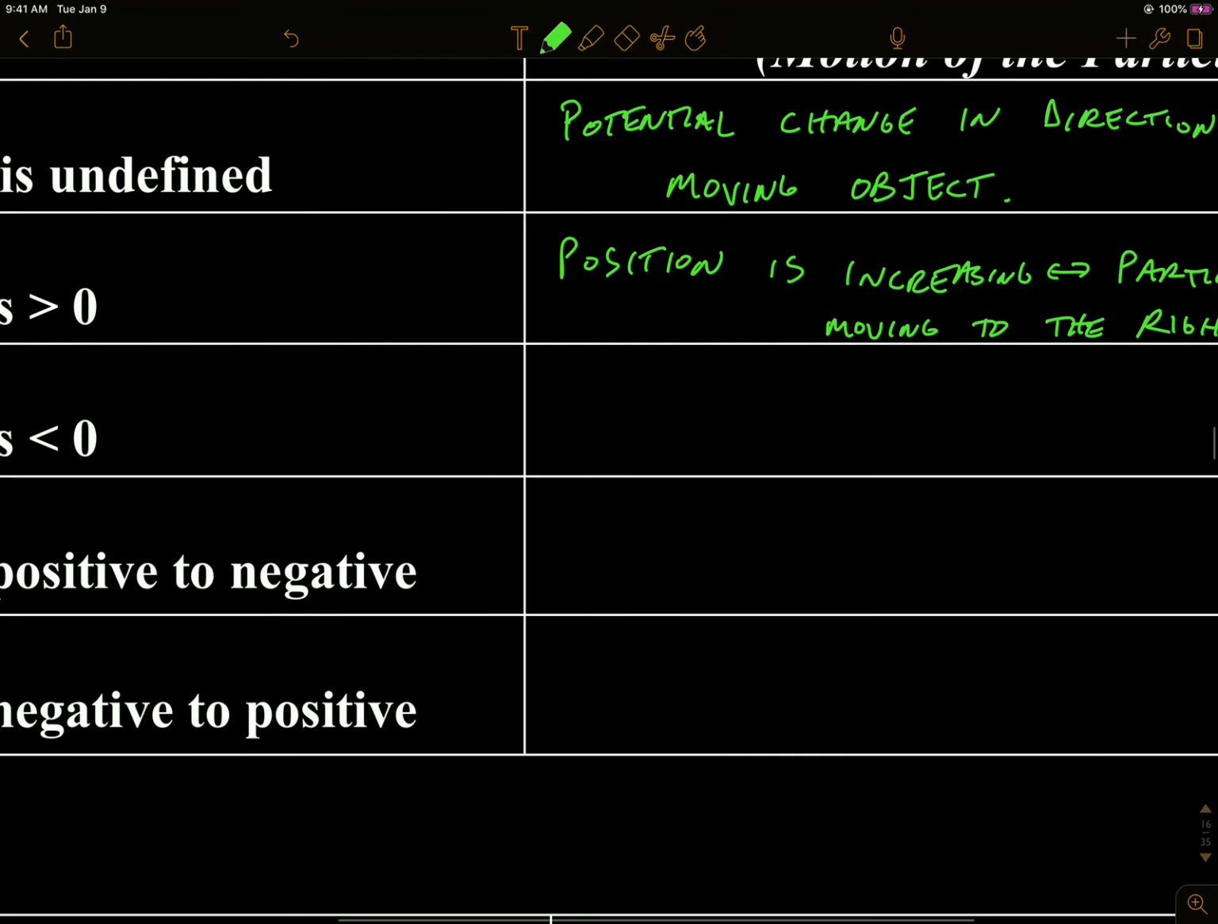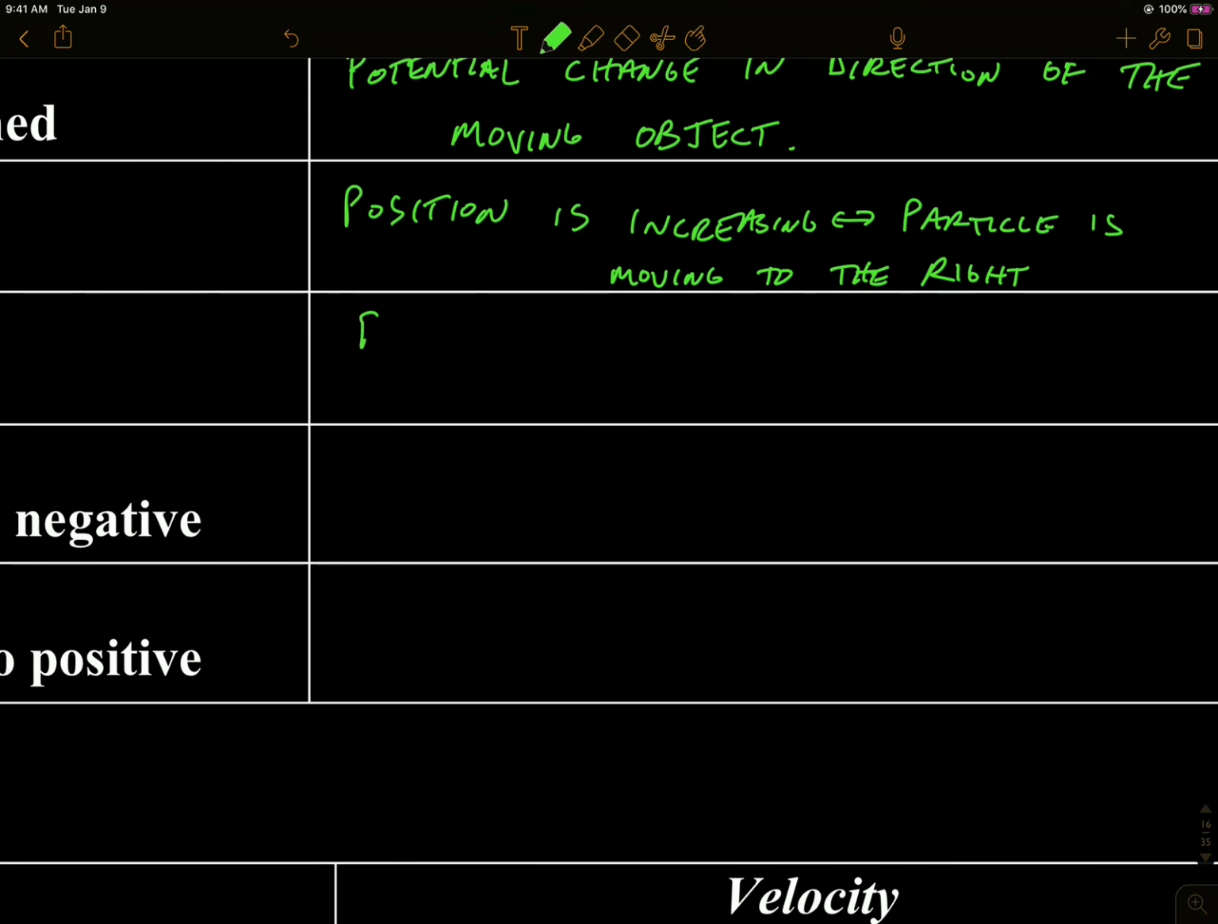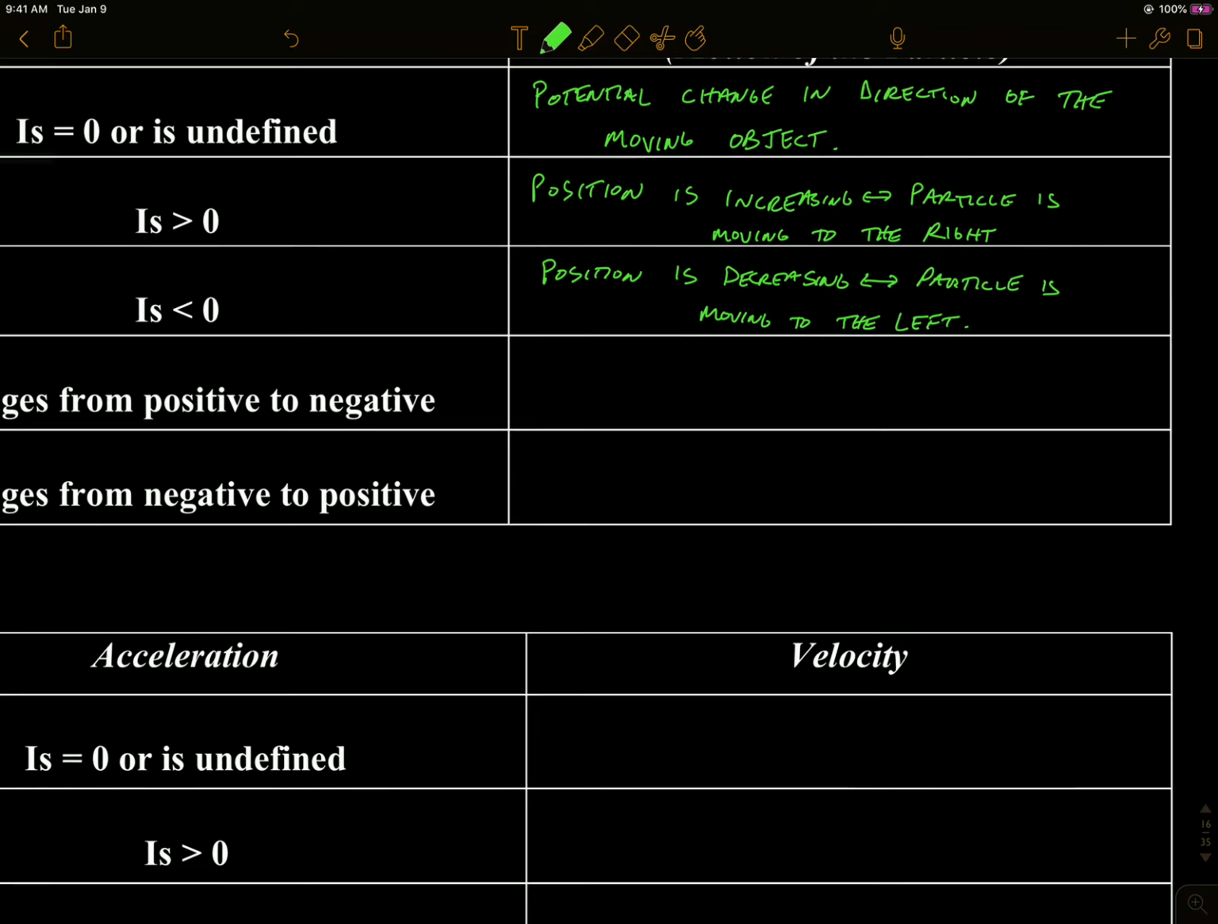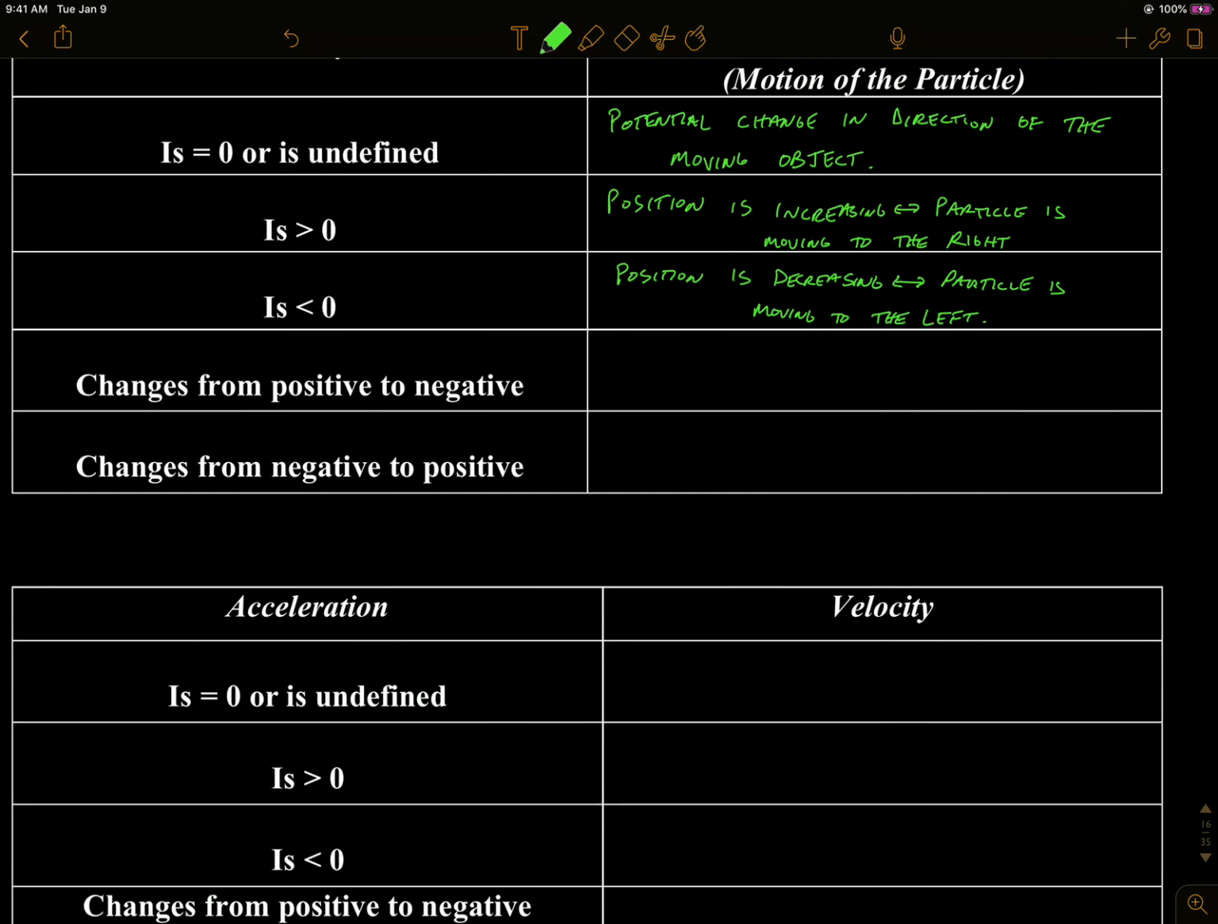When our velocity is less than 0, or negative, it means vice versa: the position of our particle is decreasing. And decreasing in leftward and rightward motion means that the particle is moving to the left. Both of these things imply each other, biconditional. This is tied into what we know about a function and its derivative.